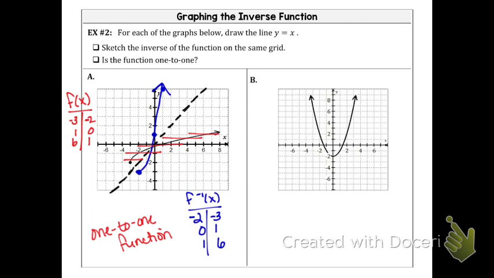All right, what about B? Well, let's go ahead and answer that question first. Is B a 1 to 1 function? All right, it touches it twice there, doesn't it? So this one is not 1 to 1. And then let's graph its inverse. So I'm going to go ahead and draw in the line y equals x.